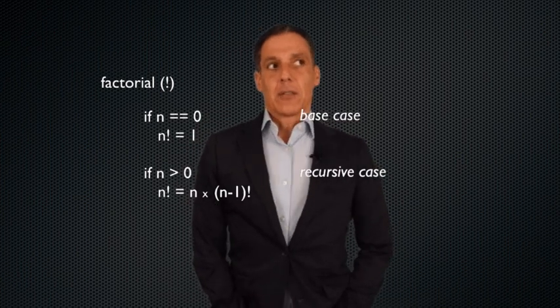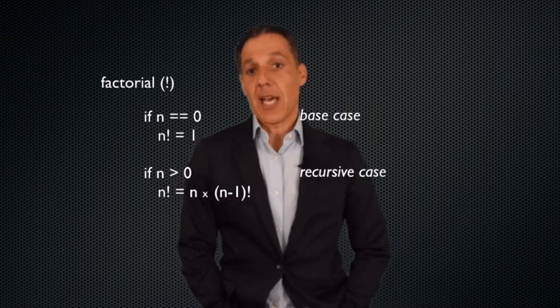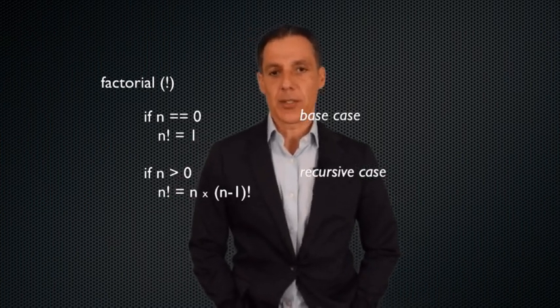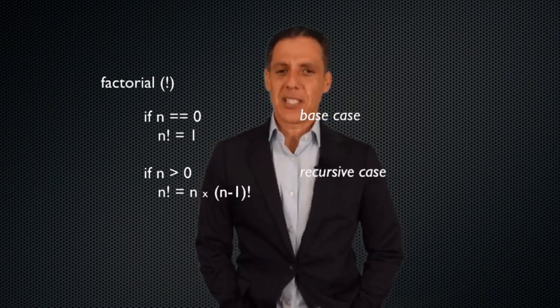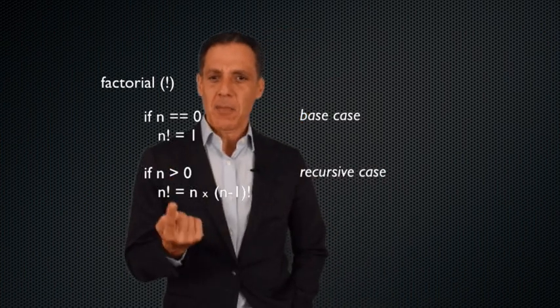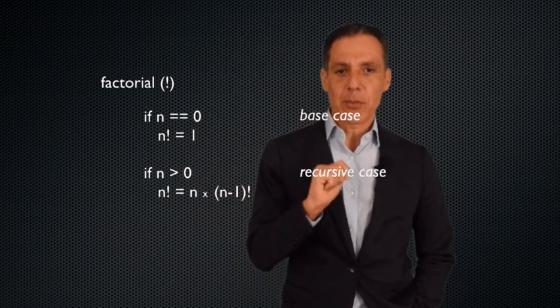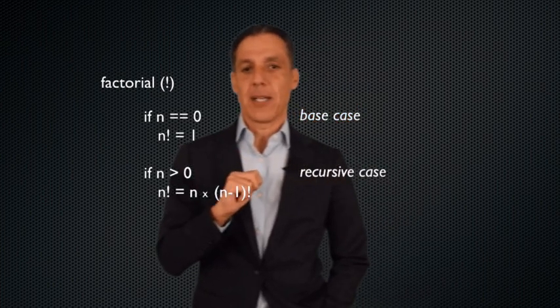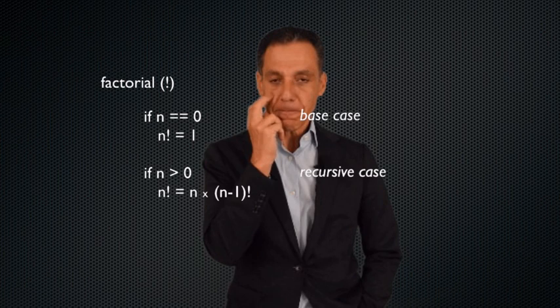You might say, well, okay, but what's n minus 1 factorial? And I'm like, oh, that's easy. That's n minus 1 times n minus 2 factorial. And you get the sense that I'm sort of screwing around with you a little bit because I'm defining a function in terms of itself, and that is exactly what recursion means. But I am not, in fact, messing with you. In fact, this definition works, so let's see why.